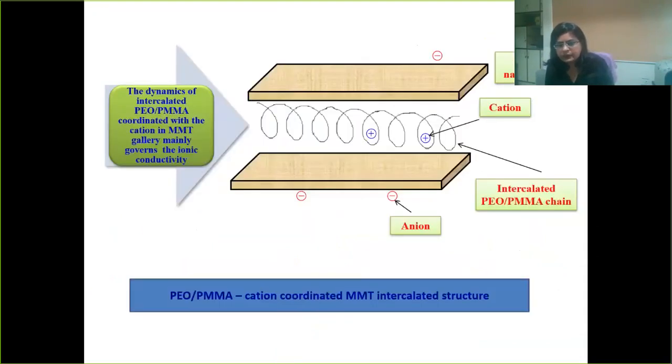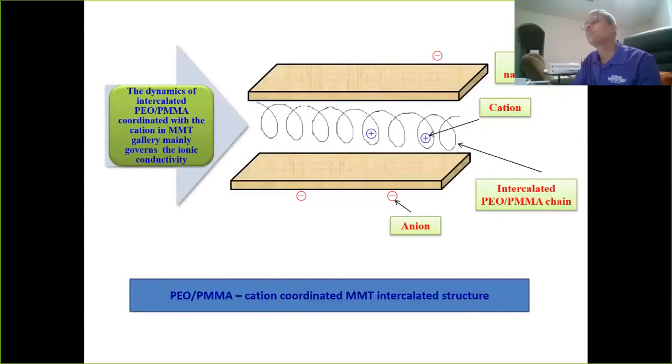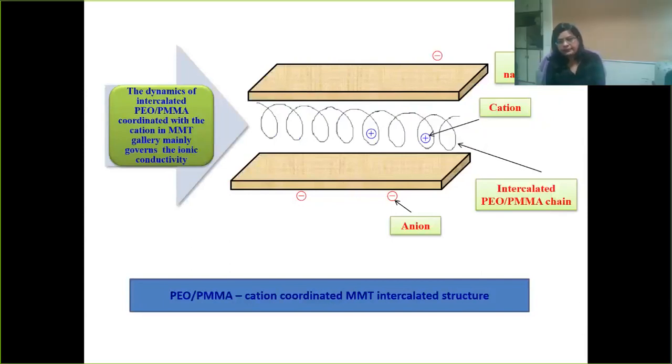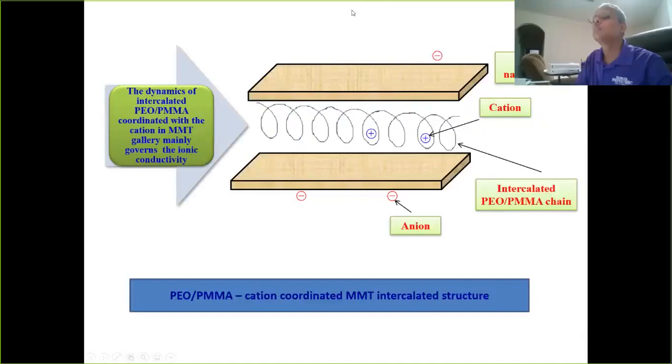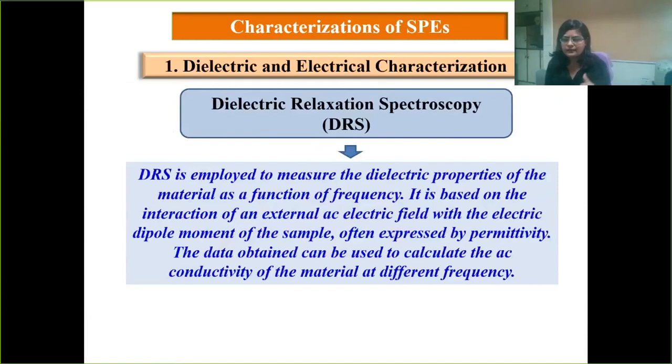Next, sir. In this slide, we can see the PEO PMMA cation coordinated MMT intercalated structure. The MMT clay provides the path for the cations to move in the solid polymer. In this case, the transportation is more due to the hopping mechanism. Next, sir. I have prepared the solid polymer.